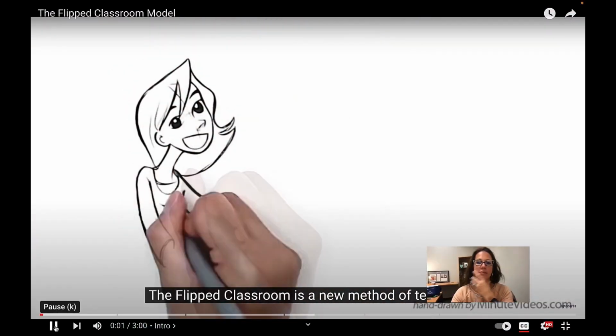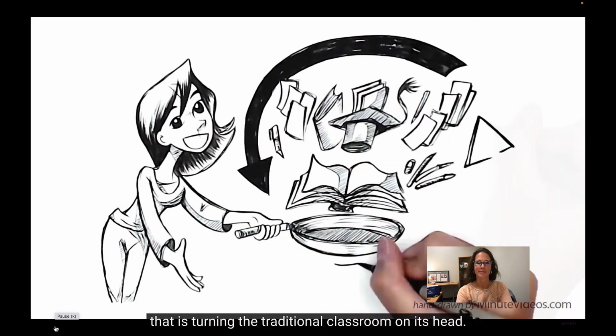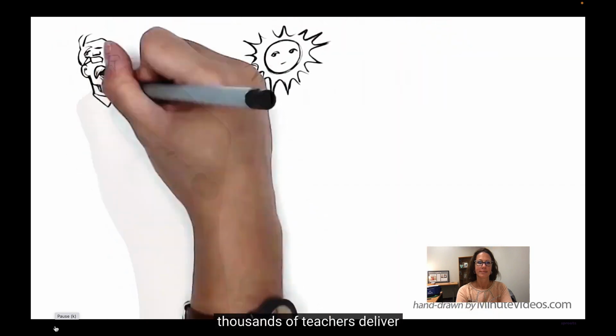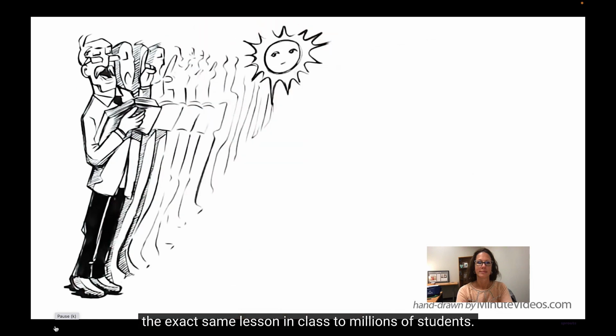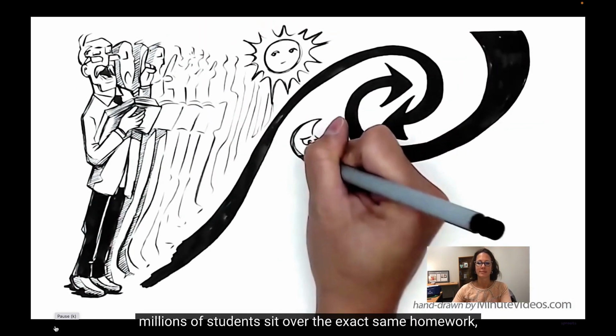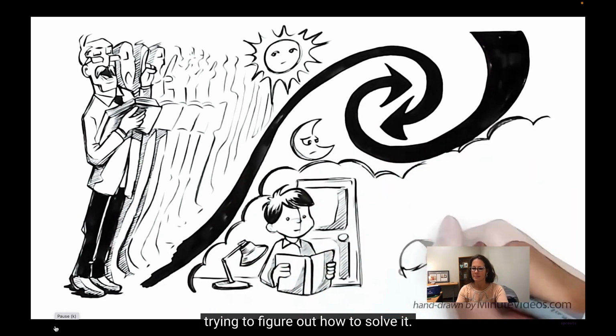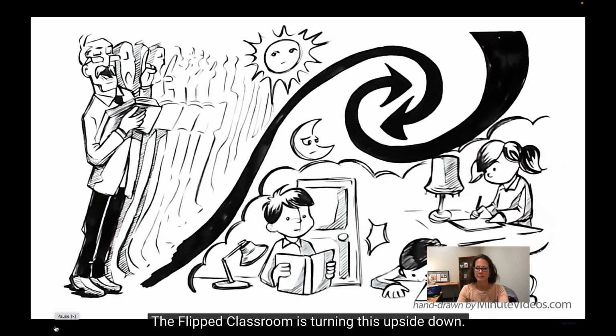The flipped classroom is a new method of teaching that is turning the traditional classroom on its head. Every day, thousands of teachers deliver the exact same lesson in class to millions of students. Every night, millions of students sit over the exact same homework, trying to figure out how to solve it. The flipped classroom is turning this upside down.